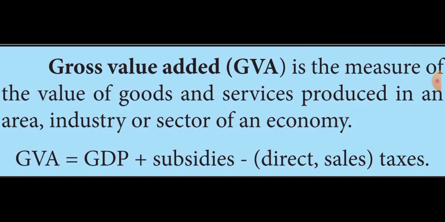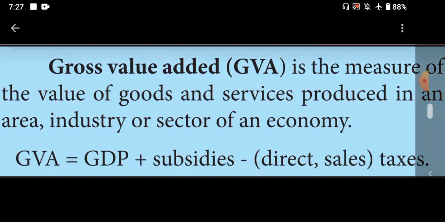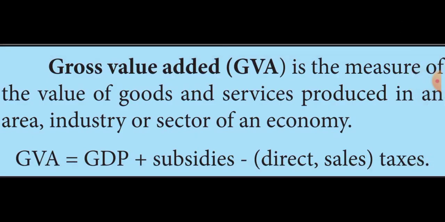This GVA is linked as a measurement to gross domestic product, as both are measures of output. That means GDP and GVA both measure output. The relationship is defined as GVA plus taxes on products minus subsidies on products equals GDP. Or GVA is equal to GDP plus subsidies minus direct and sales taxes.